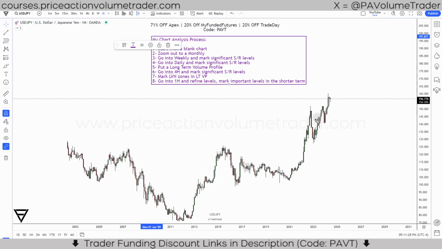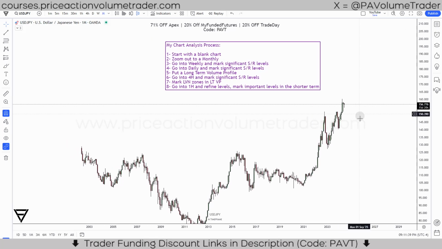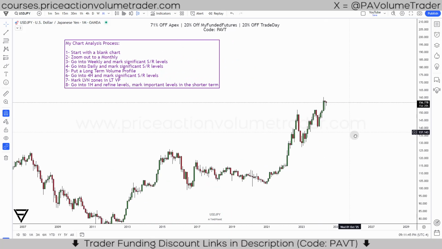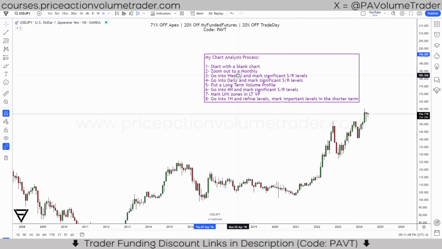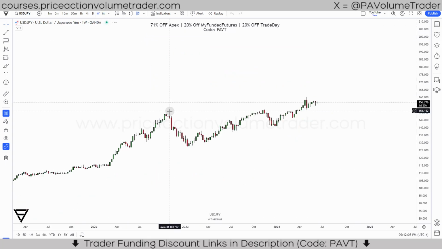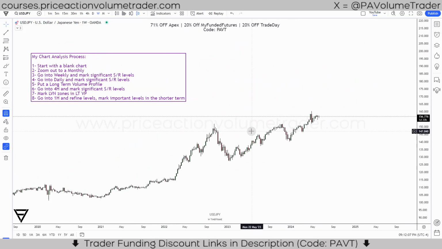So just by looking at this, I know that I'm going to be focusing on this recent area right here, because I update my charts every day, and it's not worth it for me to waste time analyzing things that are very far away from price. Looking at the monthly right now, I can immediately see that this is going to be a pretty important level right here. You can see a very, very clear level there that I'm going to mark off in the weekly. So let's go into the weekly chart.